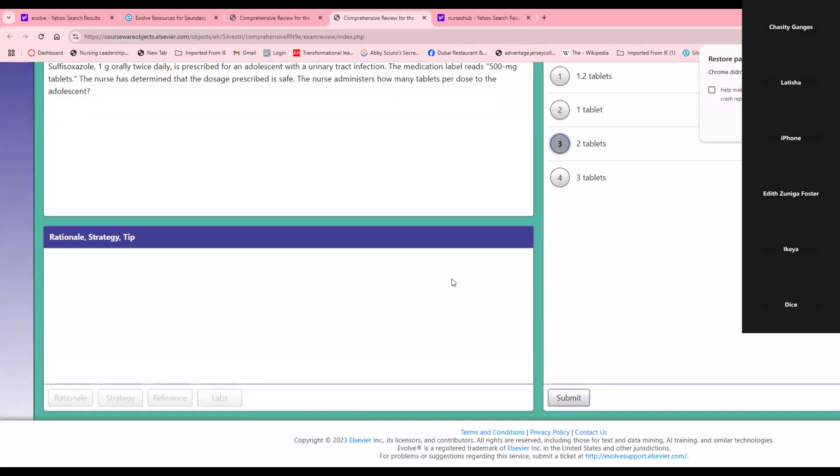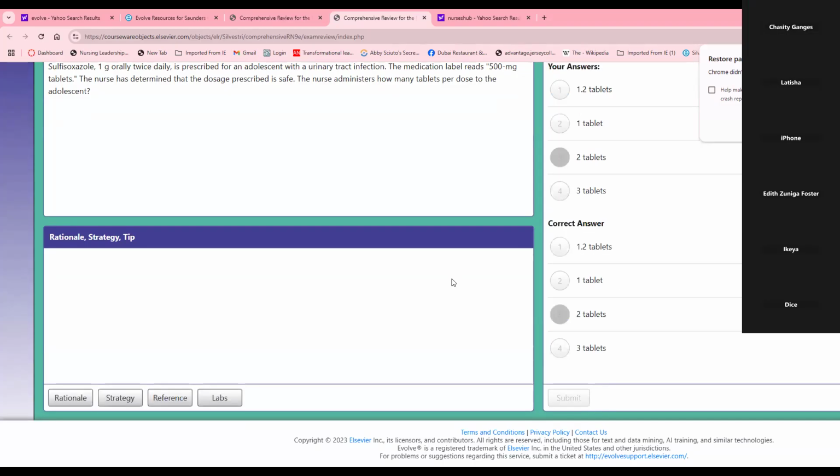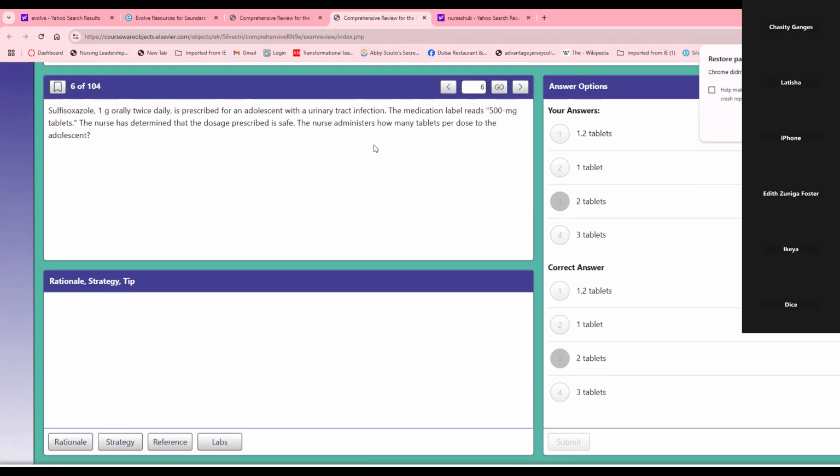But Mrs. Loesch, the last question says the nurse administers how many tablets per dose. Then I got 2. Then because it said per dose, I divided by 2. Why? Because you said, where in here does it say that this is a daily dose? You didn't listen to what I said to you on the last statement.